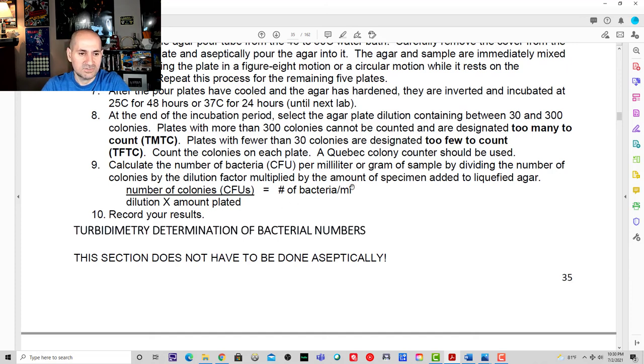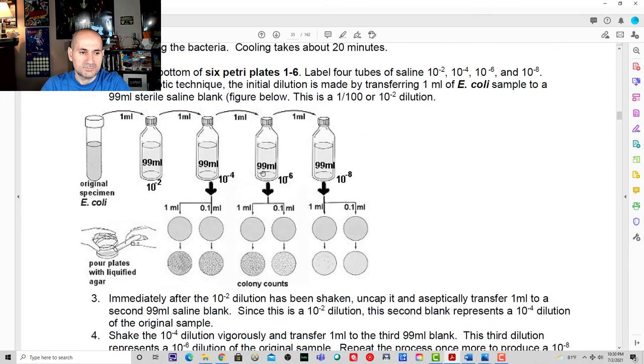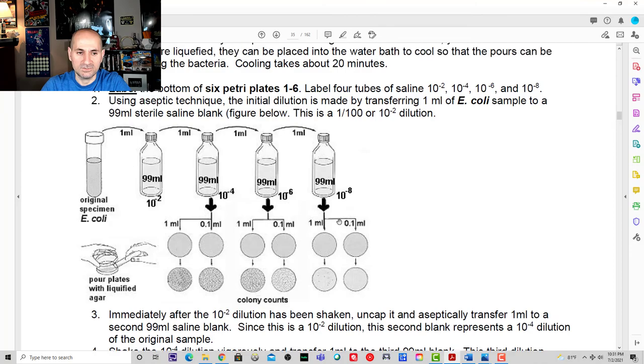We already kind of touched on this earlier, but what I need you to know is that the viable plate count only counts living cells. Remember, this type of assay only counts living viable cells that can grow in the media. It does not count dead cells, for instance.